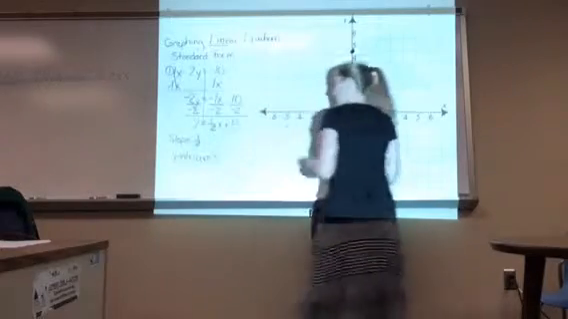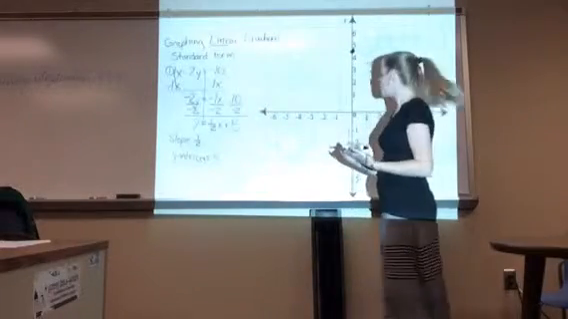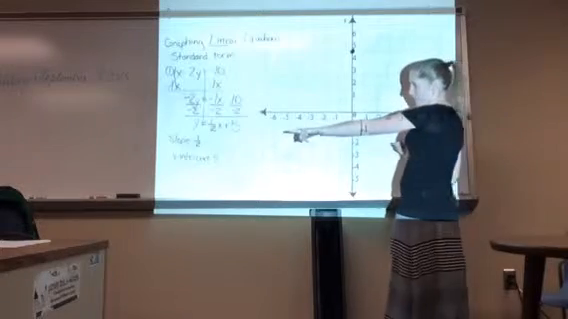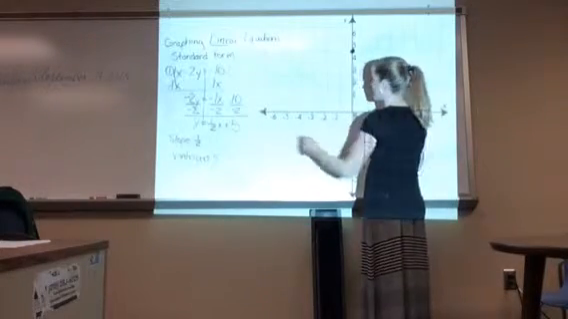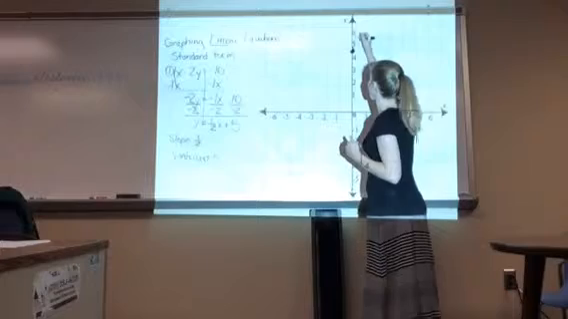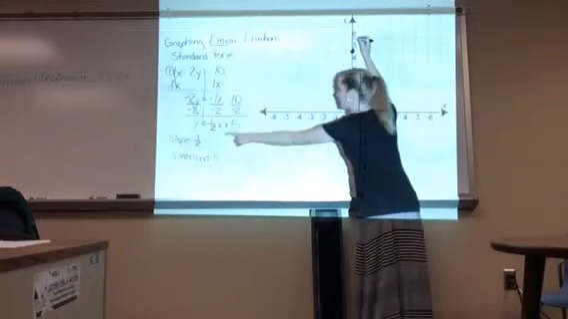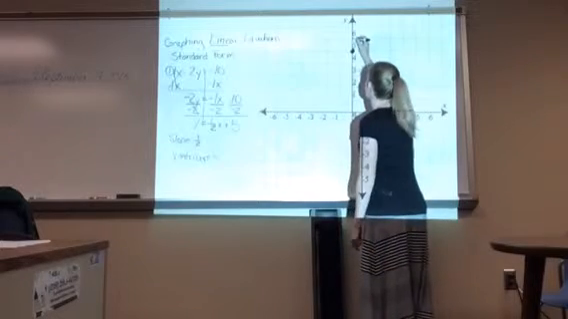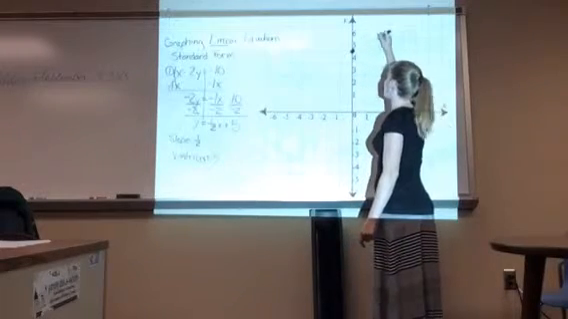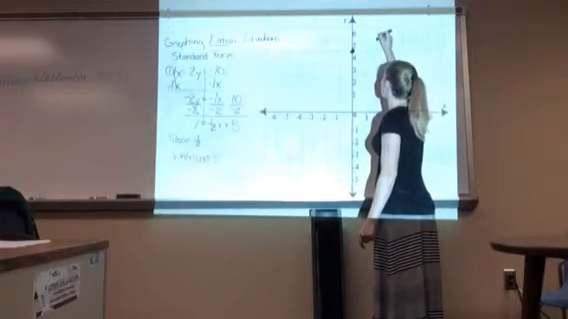Now my slope is positive 1/2. Remember, that's rise over run. So that means if the top number is a positive 1, I go up 1. So I go up 1 place. I don't actually put a point there because I still need to do the run. The run is positive 2, so that means I go to the right 2 and I put my point.